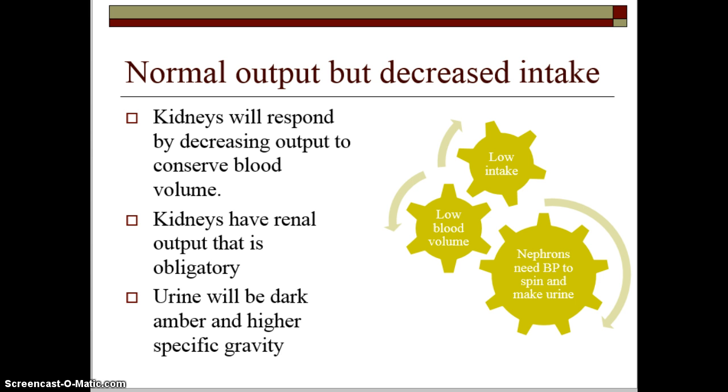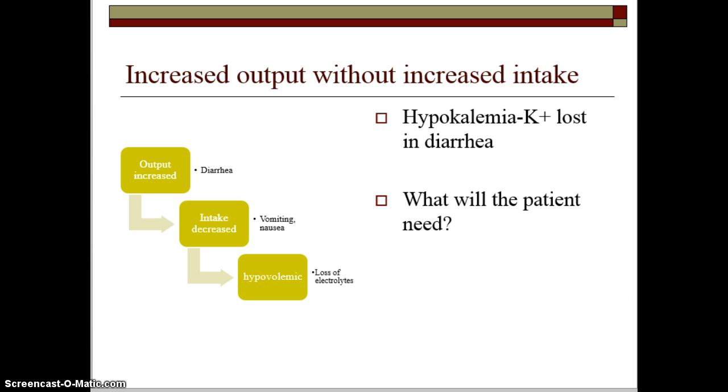Remember, the kidneys are renal obligatory, and so our kidneys have to make some output no matter what is going on. Urine will be darker. It'll be a dark amber and have a very high specific gravity, because that urine is very concentrated because of dehydration.